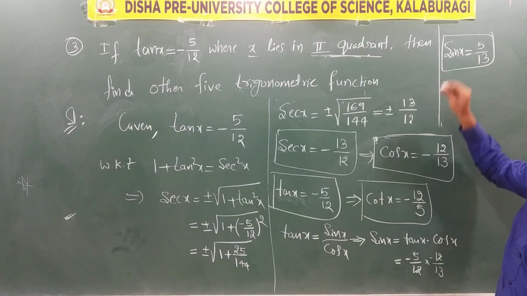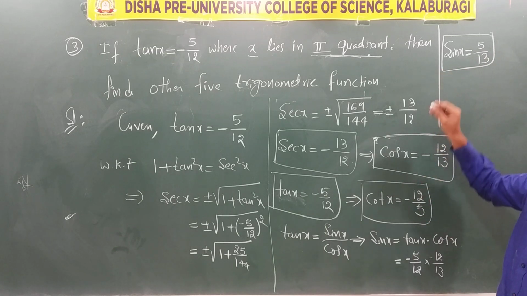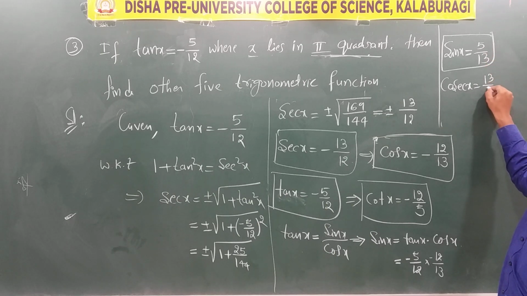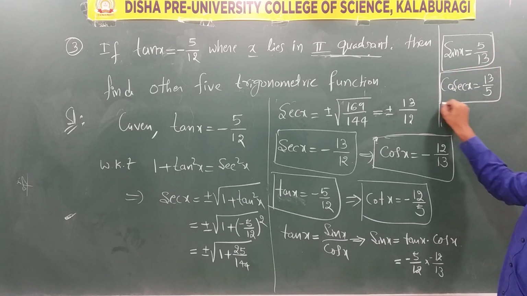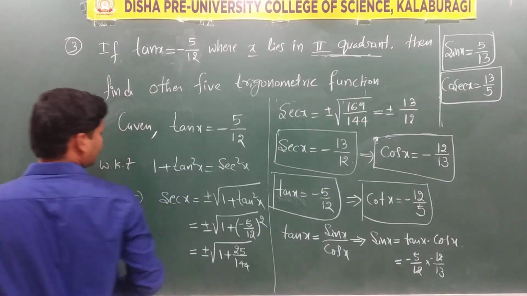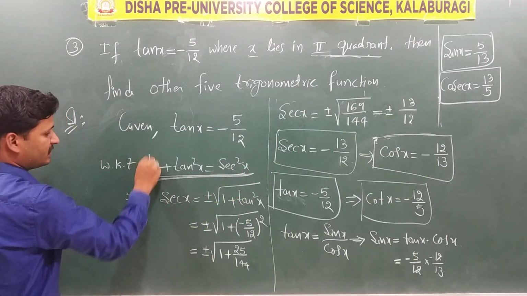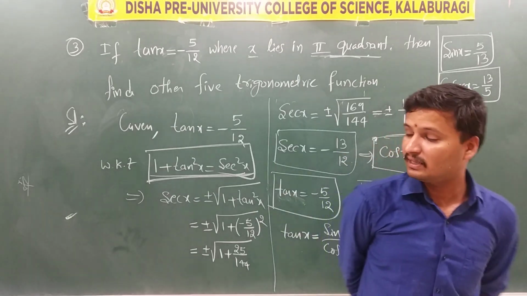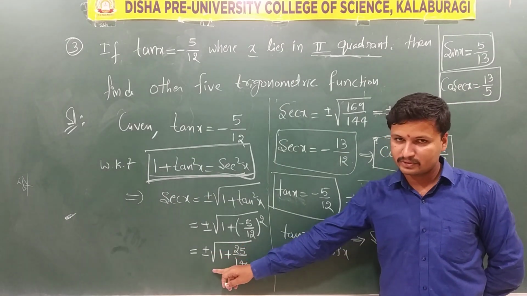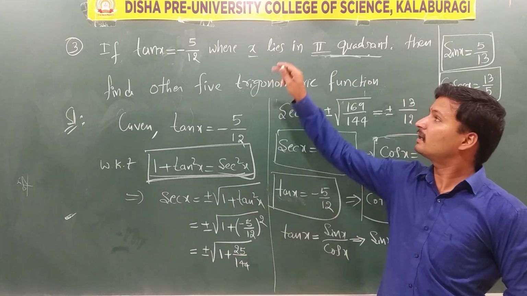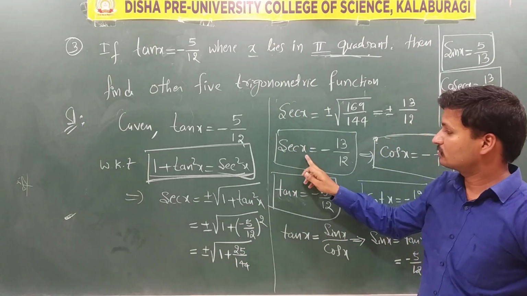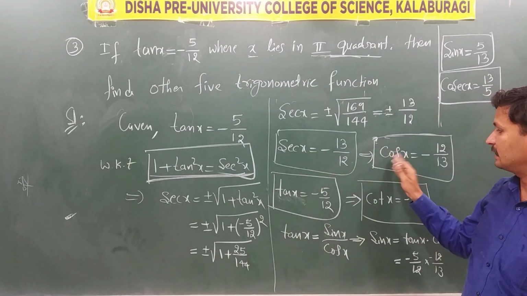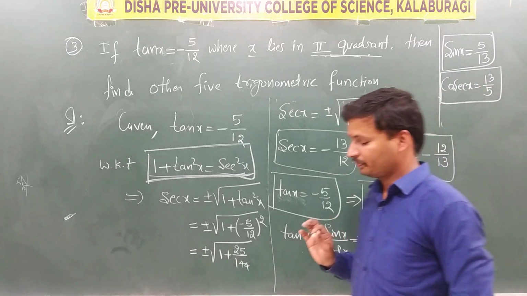Okay, similarly, if we know the sin function, then obviously we know the cosecant, that is taking the reciprocal. So the reciprocal of 5 by 13 is 13 divided by 5. So this is the cosecant function. Okay, so here we are using the identity 1 plus tan square x is equal to secant square x. From this, we will get the secant function. Again, there are two possibilities, plus or minus. Here the angle lies in the second quadrant, so we need to take the secant function as negative. Taking the reciprocal of the secant function, we will get the cos. Okay, and all this. Right.